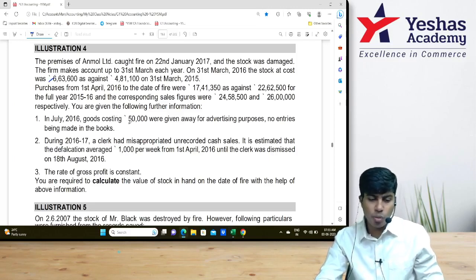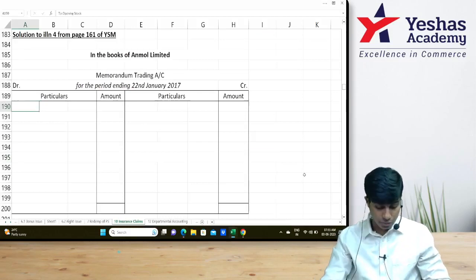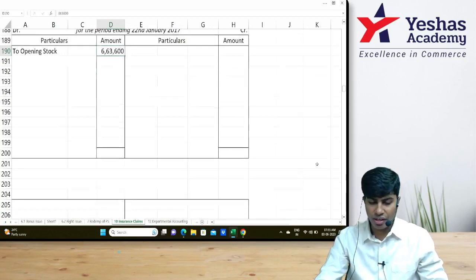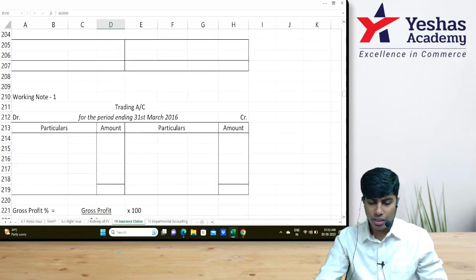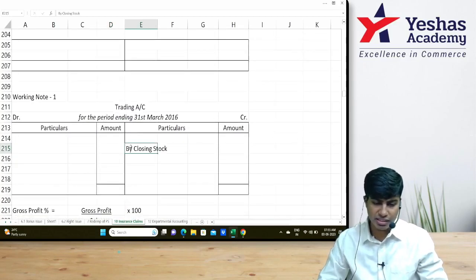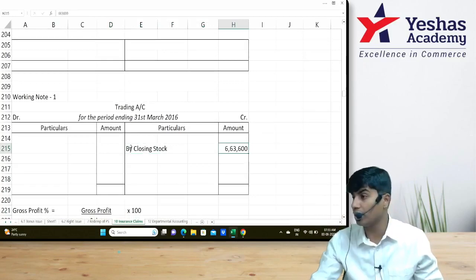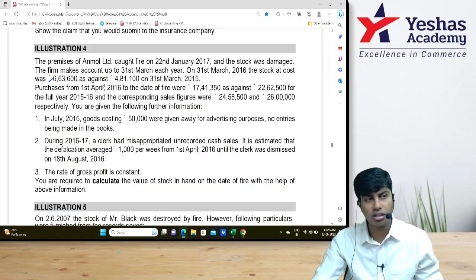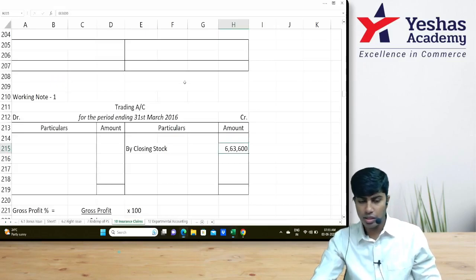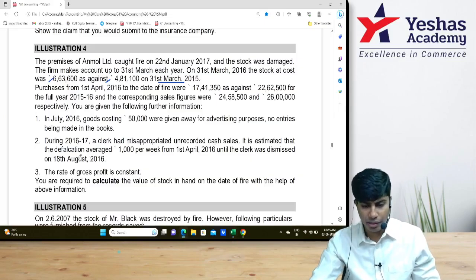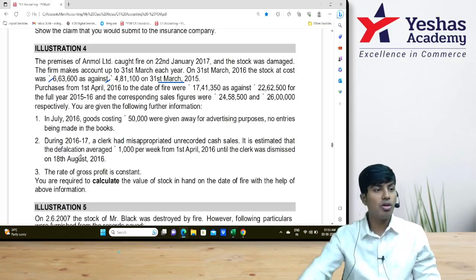6,63,600. This is the opening stock for the memorandum trading account. Am I right? Correct. However, when we prepare the trading account, this 6,63,600 will be the closing stock in the trading account. 4,81,600 is the previous year's opening stock. In the previous year, I'll write opening stock. Am I right? Yes or no?